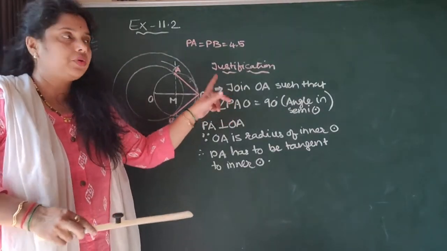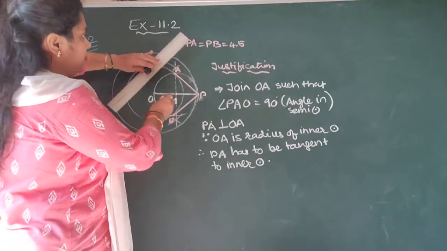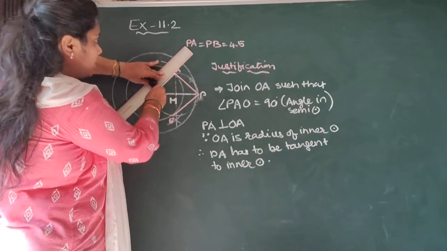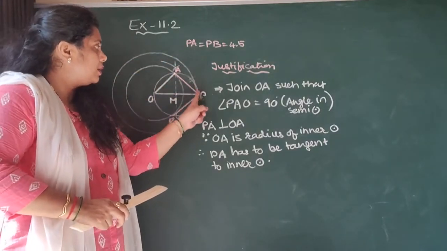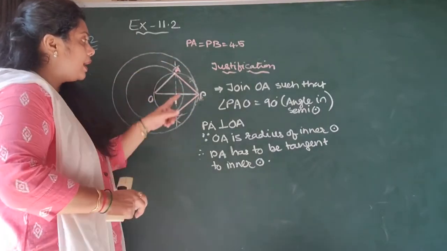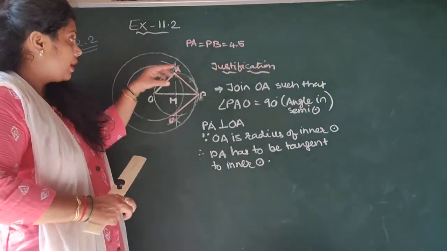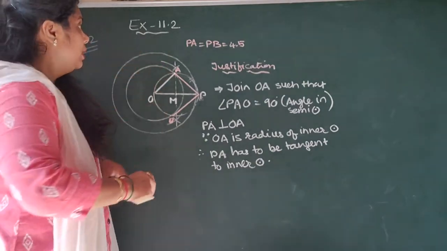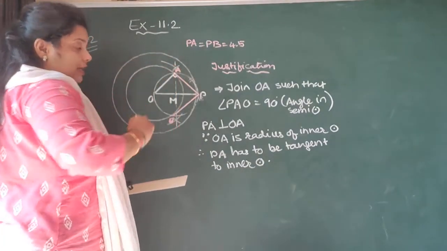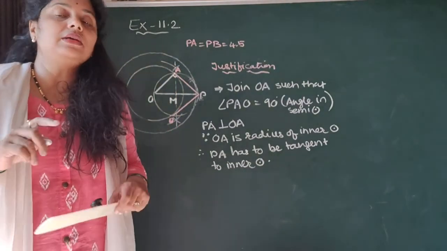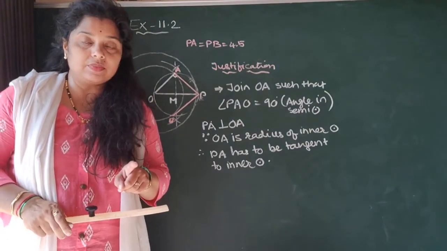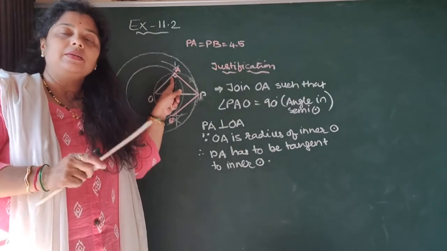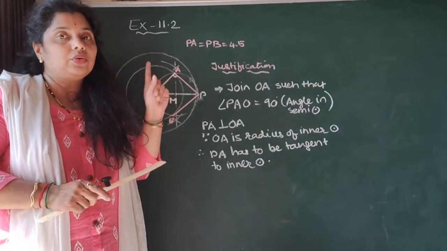For justification, what you have to do? First, join OA, like this. Now as this is a semicircle, and this is a tangent and OA is a radius of the inner circle, it will make a 90 degree angle. With every radius in a circle, PA or any tangent makes a 90 degree angle. That you have to keep in mind.